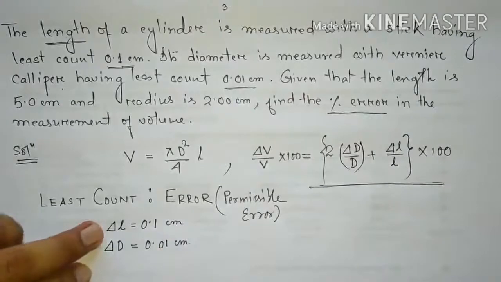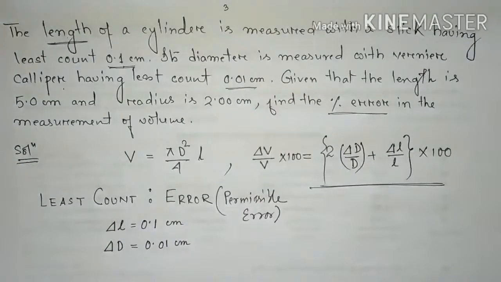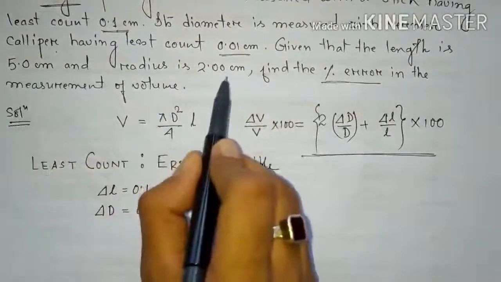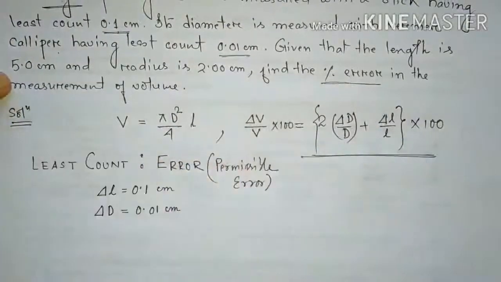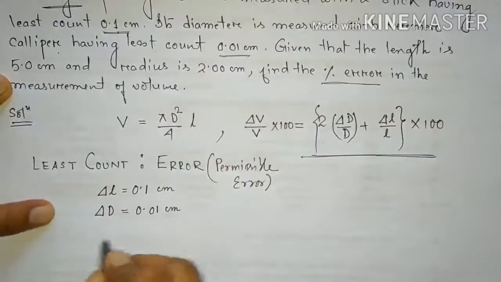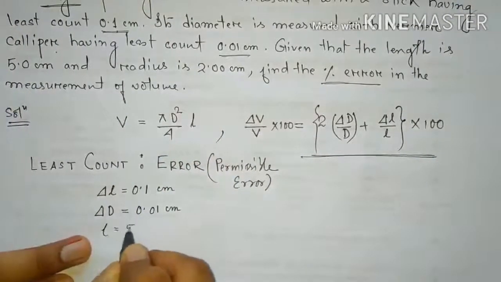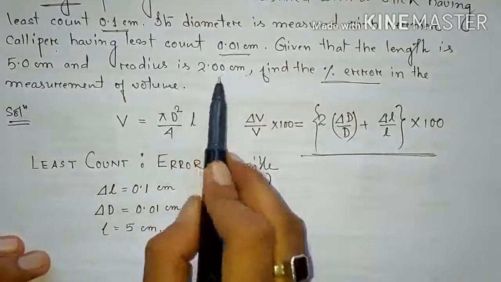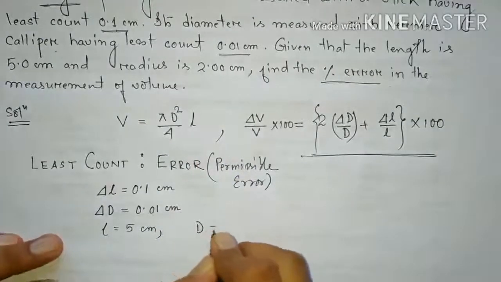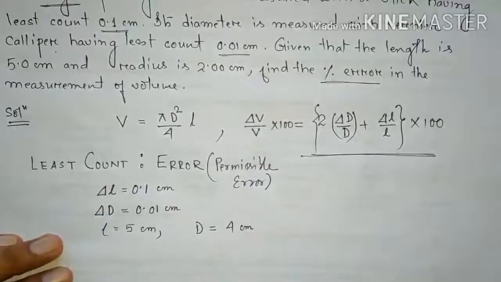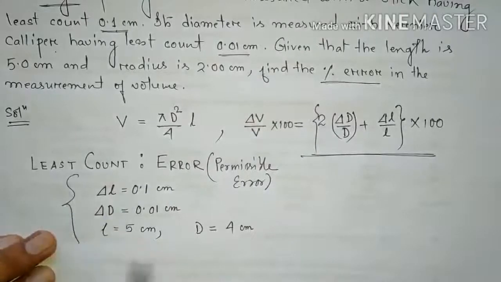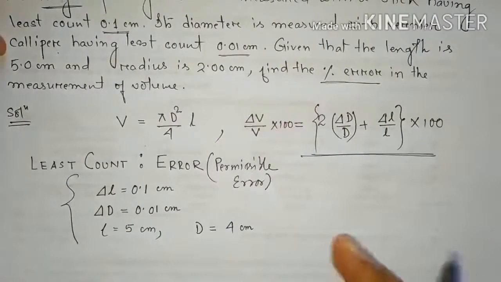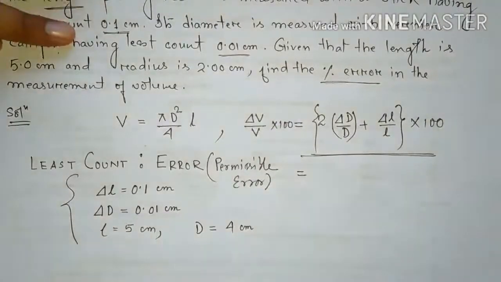So we have got delta L, delta D, and with this setup it is also said that length is 5 centimeter and radius is 2 centimeter. That means L is equal to 5 centimeter. If radius is 2 centimeter, then definitely diameter will be just double of that, that means 4 centimeter. So now we have all the things that are being supplied to us.